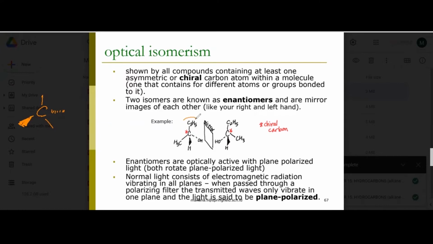Let's say we have C2H5, CH3, H, and OH. These are 4 different groups, so this has a mirror image. How to make a mirror image? You should put the imaginary mirror like this, and you should flip the groups. Let me open the C2H5, like this, or H5C2, then CH3, and then this is OH, this is H, and then this is CH3. This is the mirror.